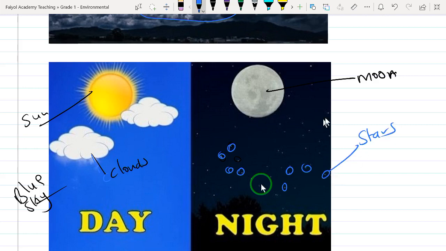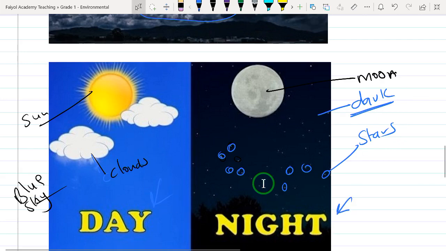What else do we see at night? We see dark night. It has no light. It's dark. So that is the difference between the night and the day. I believe you have seen both of them.